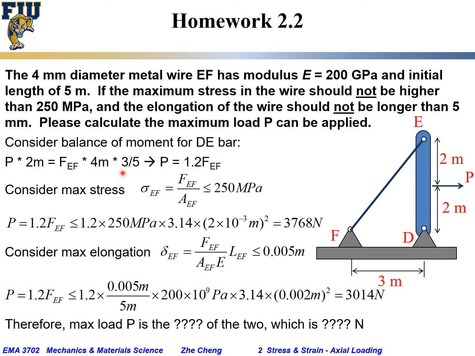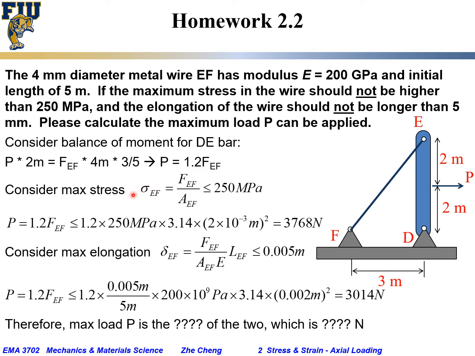So that is our moment that's trying to rotate the bar counterclockwise. As a result, you would get the relationship between P and FEF. Again, P is your external applied force, horizontal force, at halfway between E and D, and FEF would be the resulting force in the wire. Okay, so we would have this relationship. P would be equal to 1.2 of FEF.